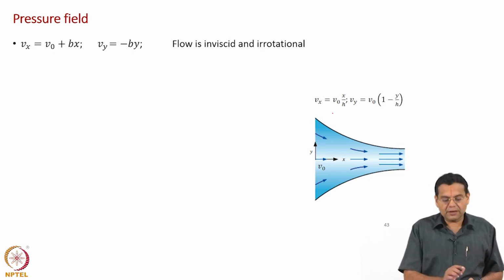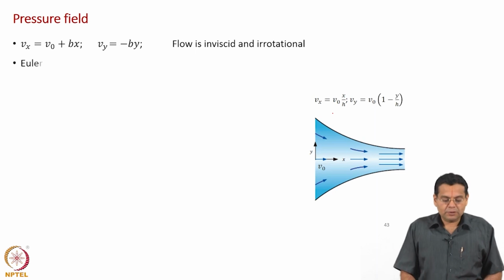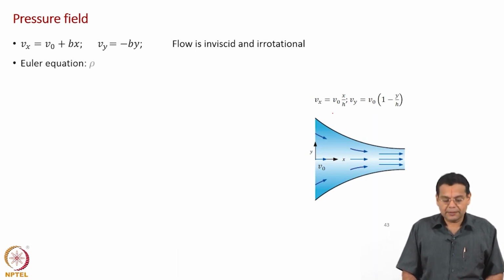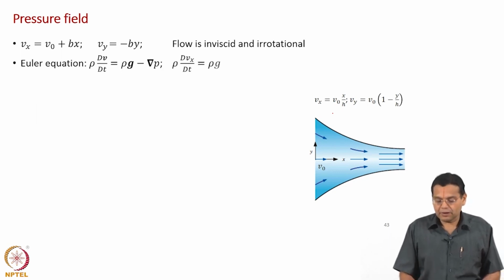Okay. Let us start with the velocity field in the Vx and Vy direction, and now the flow is inviscid and irrotational. So, we will take the Euler equation and write the components of the Euler equation, the x component and the y component.